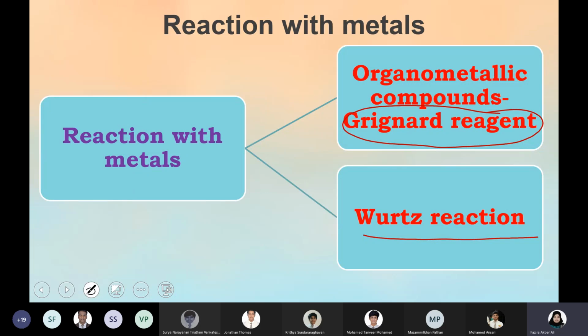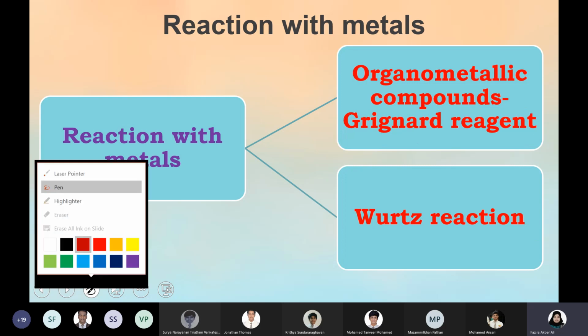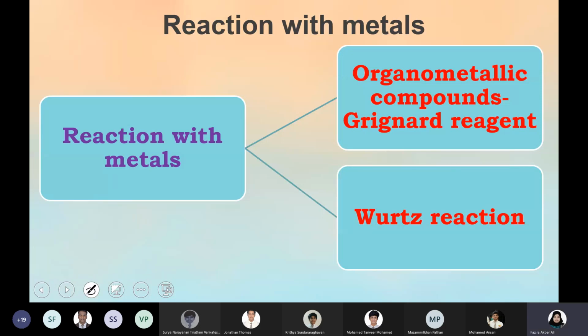Let's go to the first type. That is organometallic compound. What do you mean by organometallic? Maybe it's the first time you will be getting this name. What is organometallic compound? What can you understand from this term, organo and metallic? Some organic metal. That means an organic compound with metals.